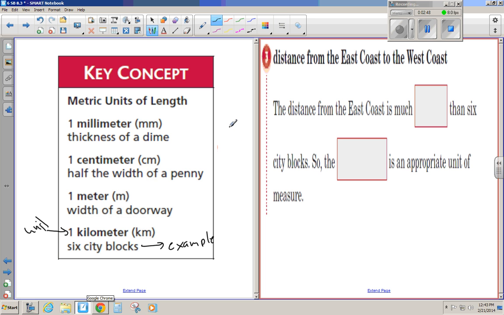Let's see here, the distance from the east coast to the west coast. The distance is much greater than 6 city blocks. So the kilometer is an appropriate unit of measure. And we're not talking about from here to across the room. We're talking about here to very, very far away. Kilometers are the best choice.